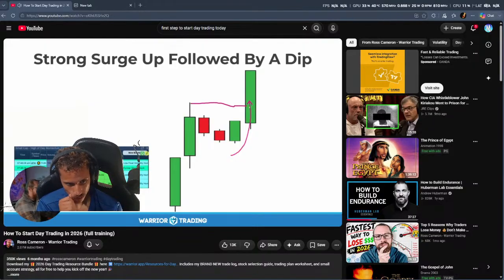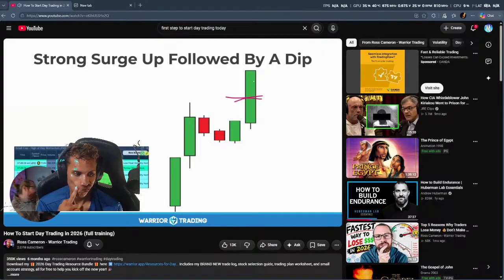Just because it hit my profit target doesn't mean I need to sell the whole position. In fact, I don't want to do that. I want to cap my losers, but I don't want to cap my winners. So I want to hold my winner until I get a valid exit indicator. What does a valid exit indicator look like? The first candle that closes red.